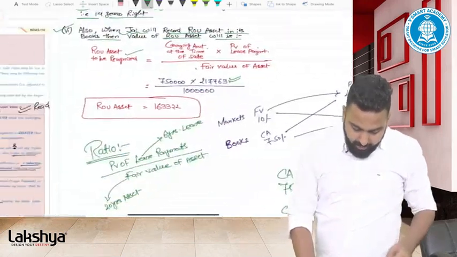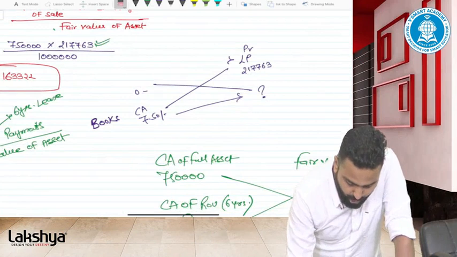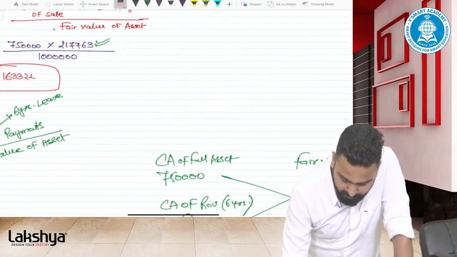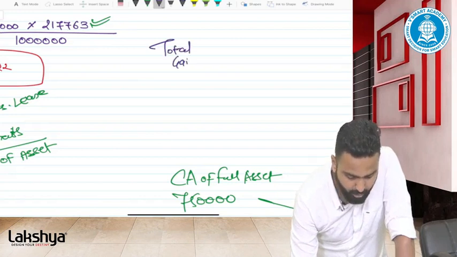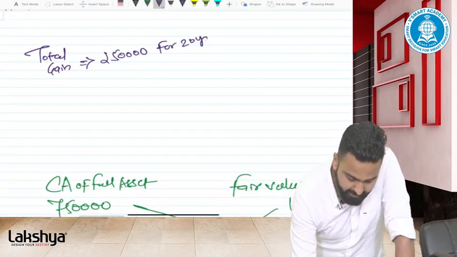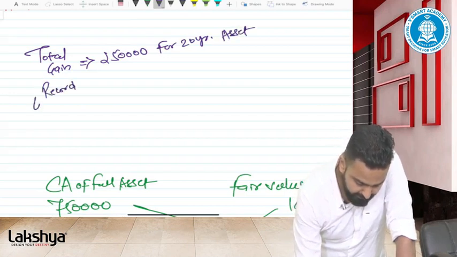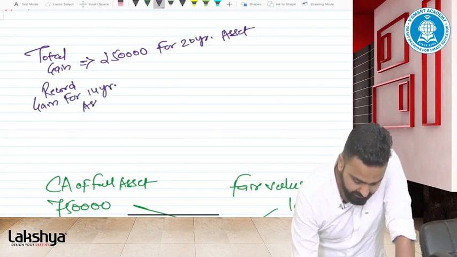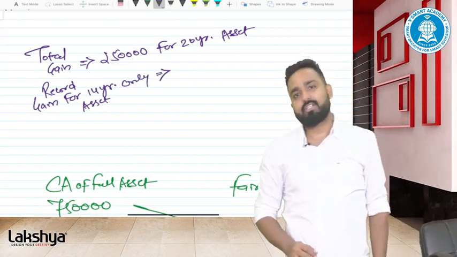Okay, so how will we record the gain? Let's talk about the gain also. Tell me, what is the total gain? The total gain is 250, for the 20-year asset. We have to record the gain for the 14-year asset only. So how will you record the gain for the 14-year asset only?